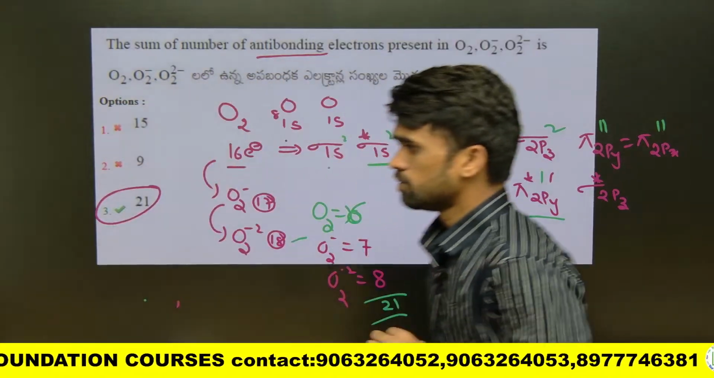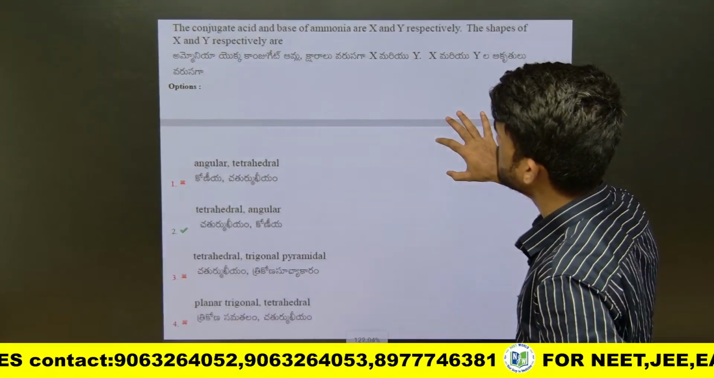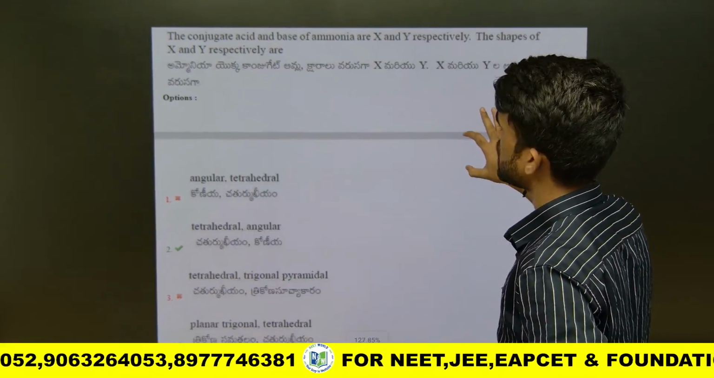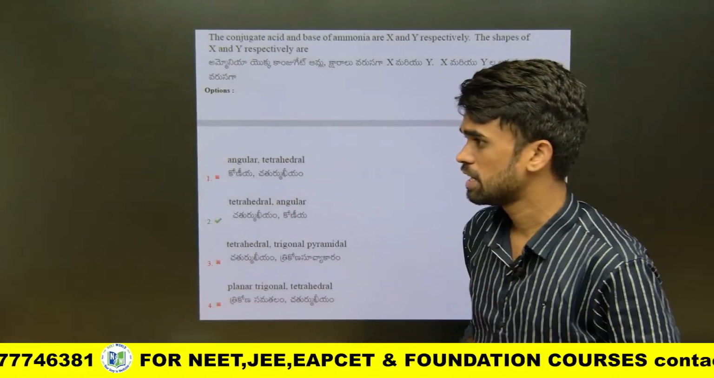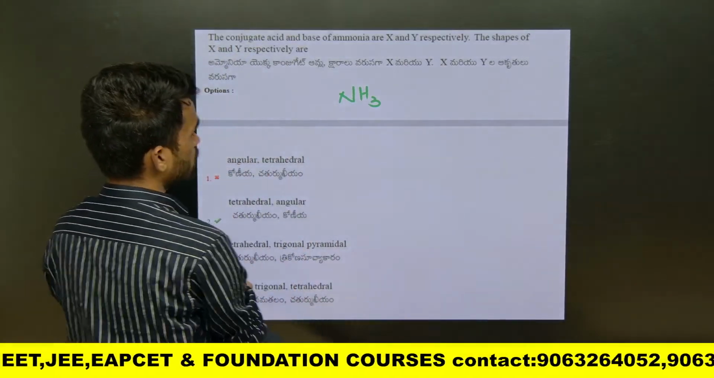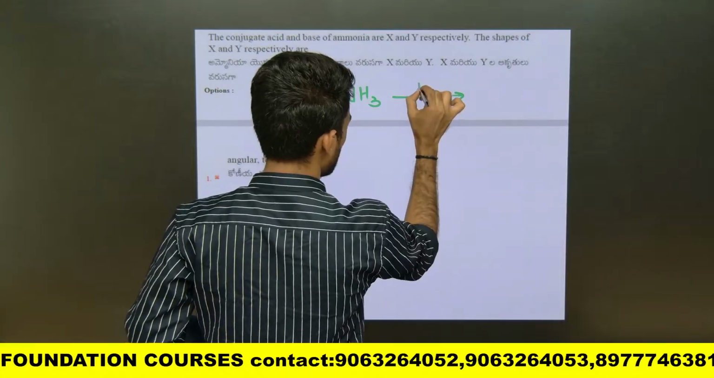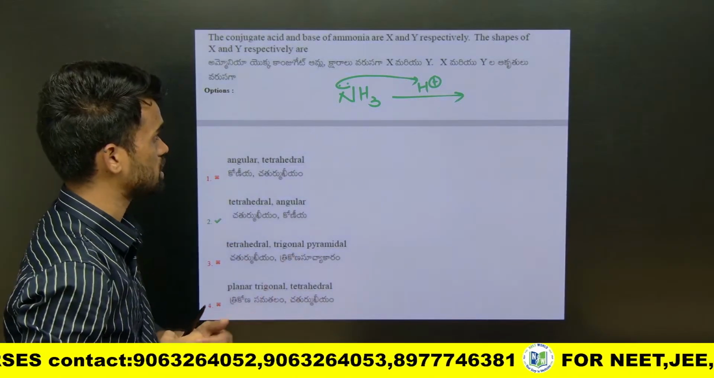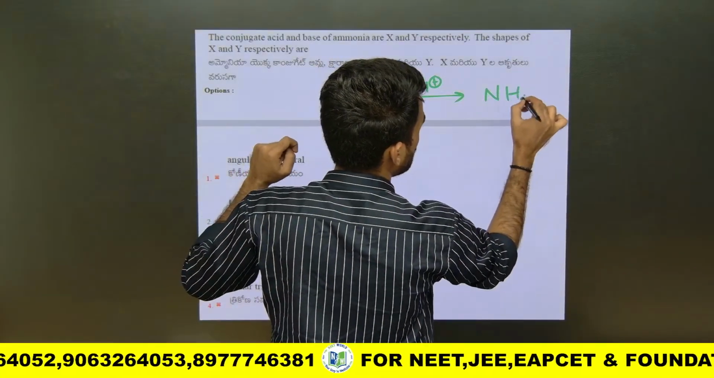Yes. Then next, let us move further. Again here we have a question: the conjugate acid and base of ammonia are X and Y respectively. The shapes of X and Y respectively are, see, a very nice and very basic question it is. See, ammonia is given, so this is the ammonia. Ammonia is a Lewis base. Why is it a Lewis base? It will donate this pair of electrons to H plus or any other electron deficient site. So I can say this is a Lewis base and forms the NH4 plus ion, ammonium ion.